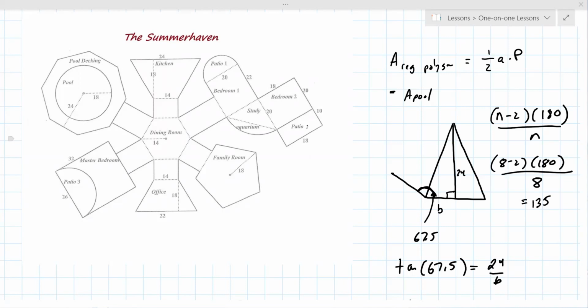So now we can come over here and actually enter the formula. The base times height is 32 times 26 minus 1/2, and then the radius of patio 3 here is just half the diameter. So that's pi times 13 squared. I guess we can get a number now from that. Definitely go back and check these calculations. 566 feet squared.